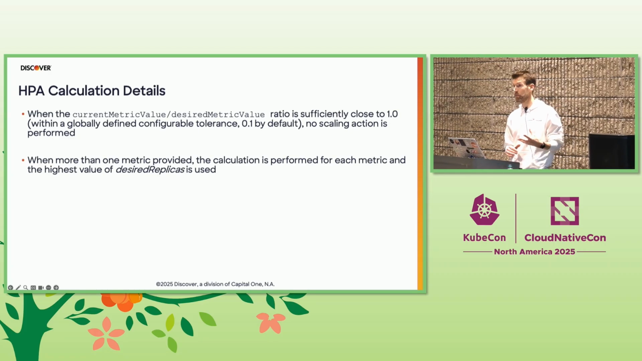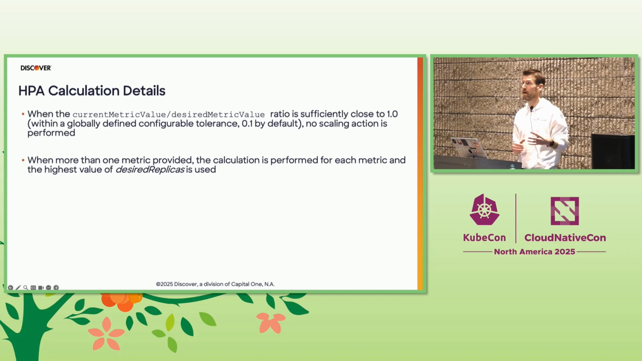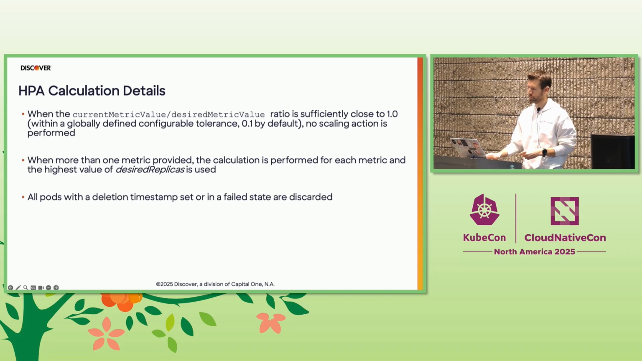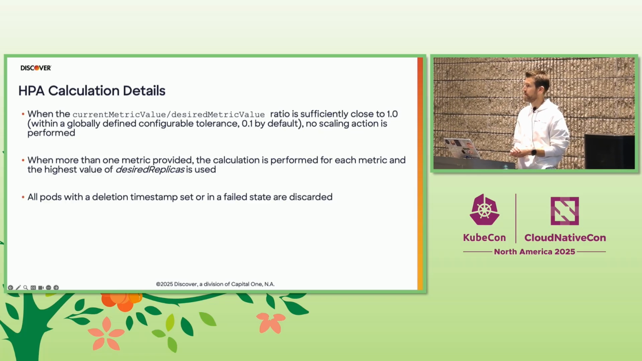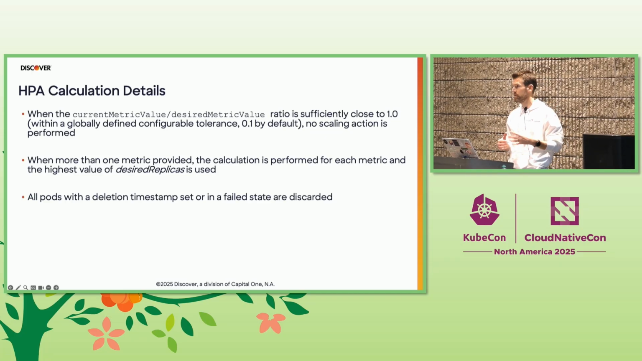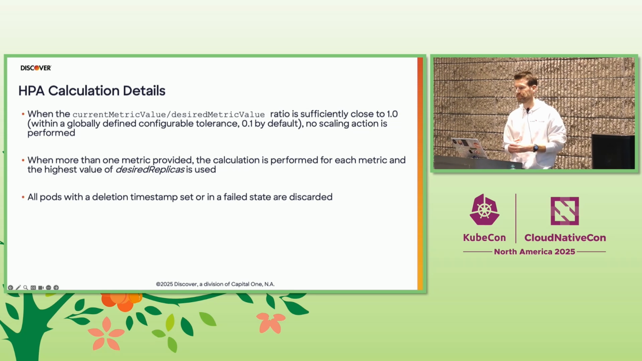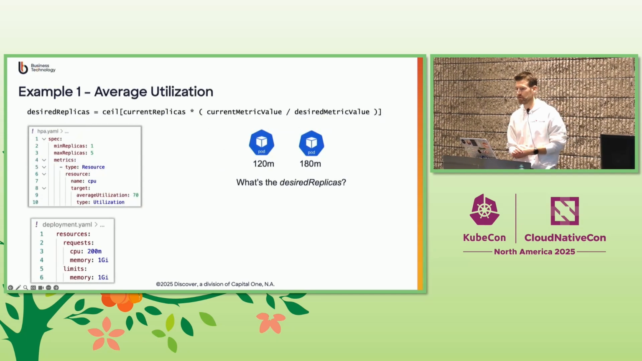And then when you do provide more than one metric, it's going to calculate the desired replicas for each of those, and it will take the highest value. And then if there's any pods that are in a deleted state or they're failed, then it'll just be excluded completely from that calculation. So let me walk through a couple examples.